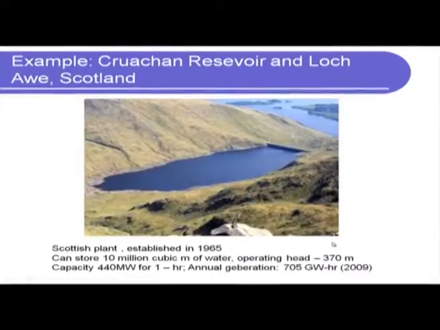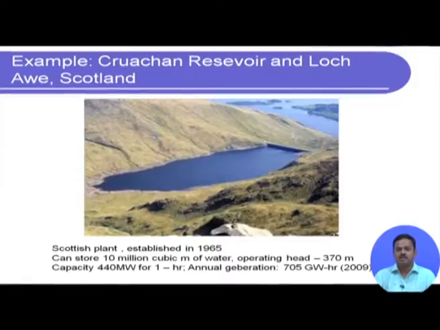Next one is in Scotland, Cruachan Reservoir and Loch, in Scottish, is actually lake, and it was established in 1965. It can store 10 million cubic meters of water at an operating head of 370 meters. Okay. So, almost 1000 feet or even more than that. Capacity is 440 megawatts for 1 hour. The annual generation is 705 gigawatt hours. Annual generation will vary from 1 year to another. In 2009 it was 705.